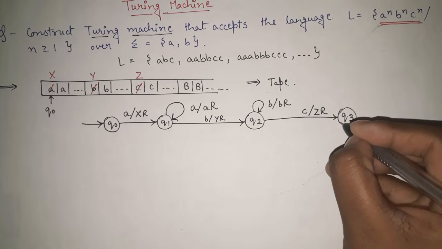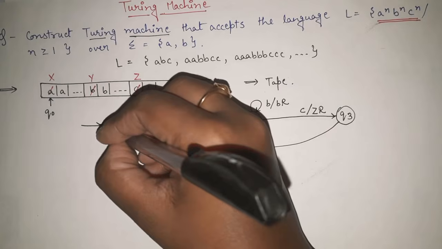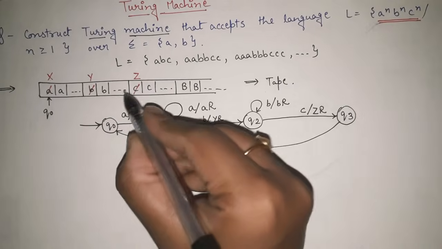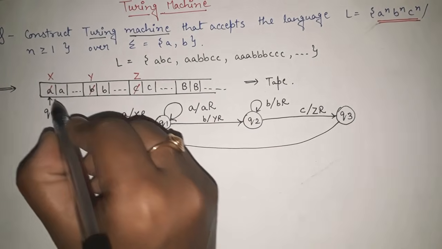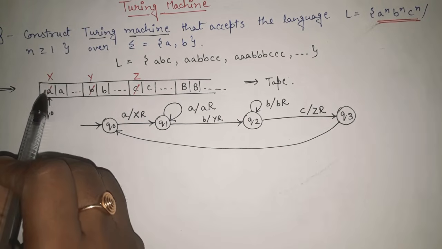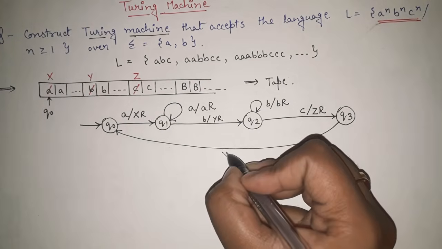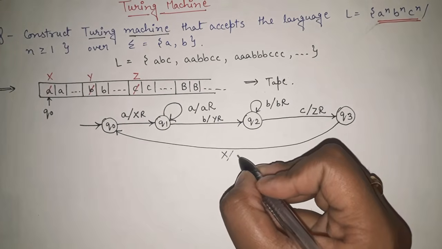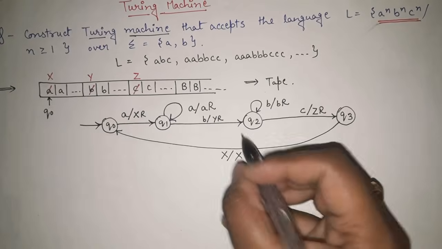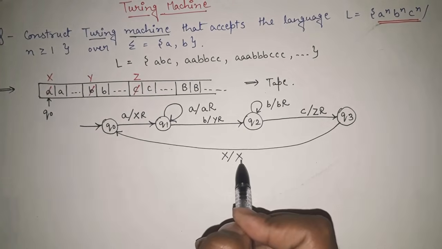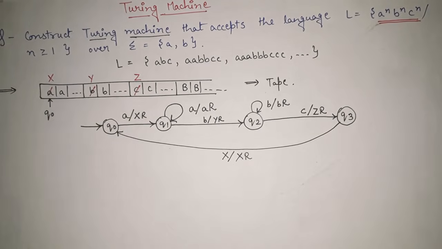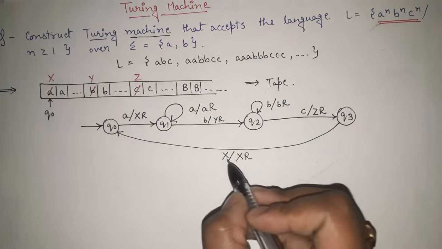So after reaching Q3, meaning after getting first C, I again want to search for A. For that I have to go back, and I will first get X, because we have already changed our first A into X. So I will keep X as it is and move right, so that after moving right I will encounter the second A. That is my intention. Fine, so here it will come.